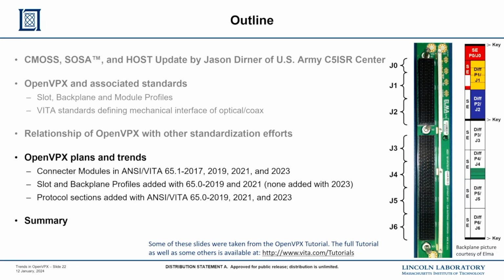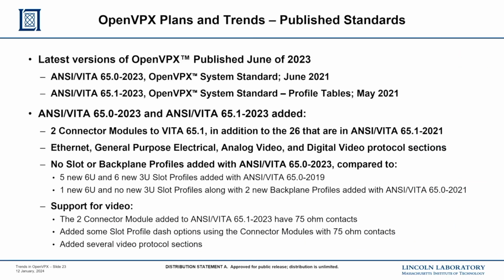The latest version that's published came out in June of 2023 of both 65.0 and 65.1. Some of the things that were added in the 2023 version, we added 2 connector modules to 65.1 in addition to the 26 that were there. These were added in order to support 75 ohm video connections over the backplane. And then we've added Ethernet, general purpose, electrical, analog video, and digital video protocols. So those are the protocols that go over the 75 ohm coax connections that we've added. And then no slot profile or backplane profiles were added in 2023.